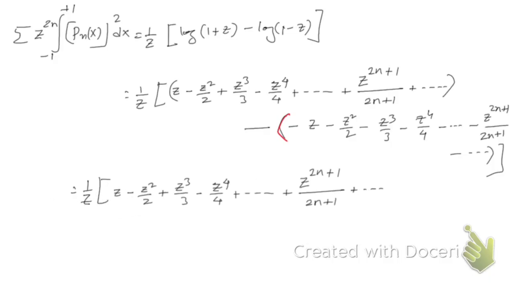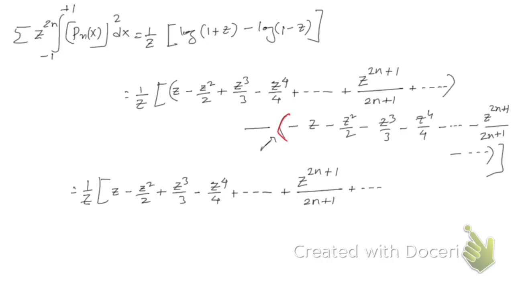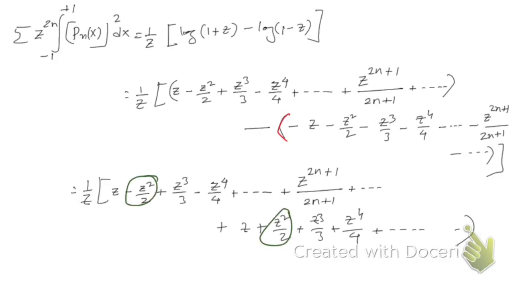So here is the first part, and if you open this bracket, then all the signs inside the bracket will be changed. Negative sign will be positive. Then you will get positive z square by 2, positive z cube by 3, positive z to the power 4 by 4, positive dot dot dot so on, right? So here negative and positive terms will be cancelled, alternately, one after one.